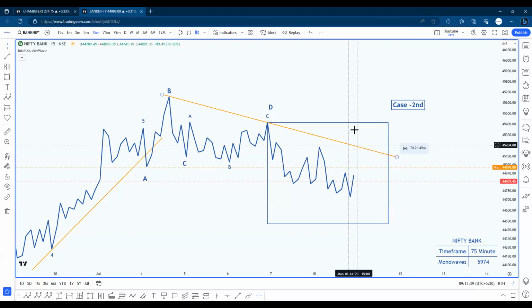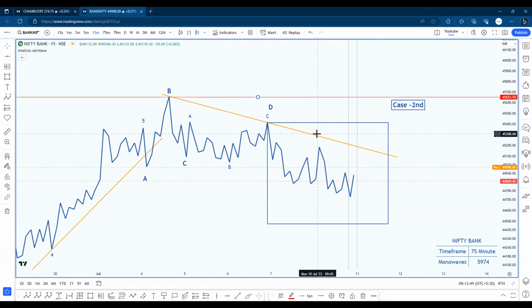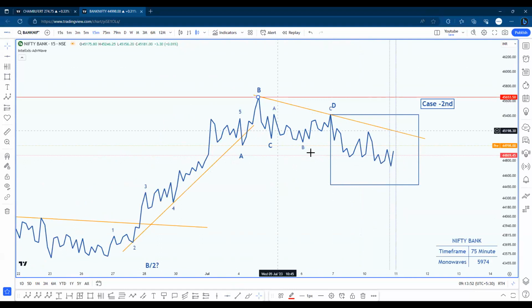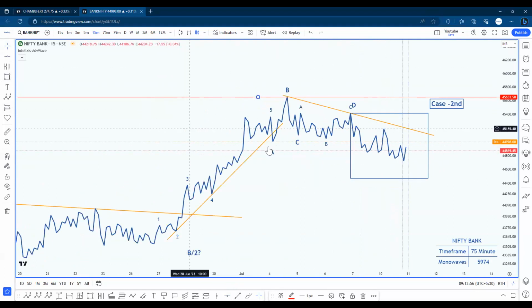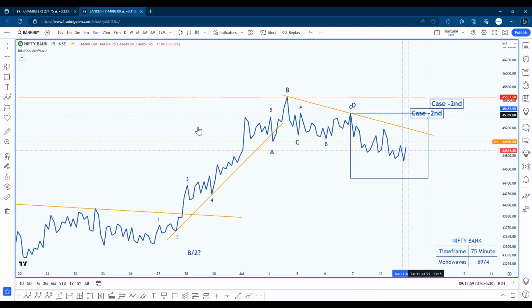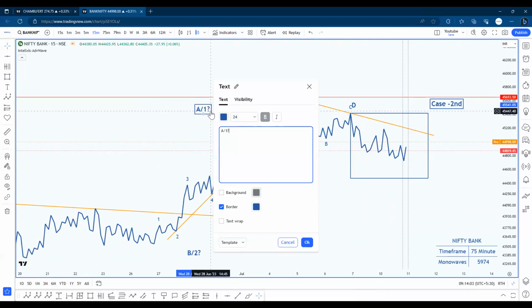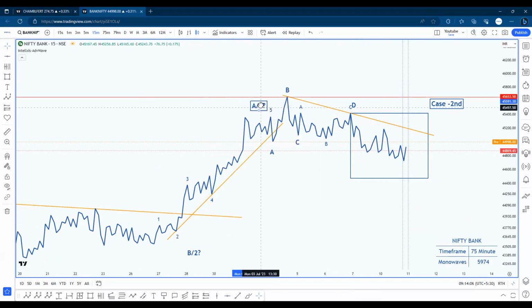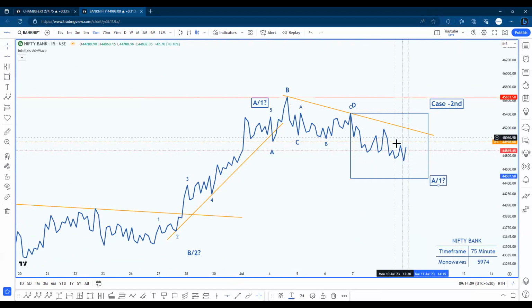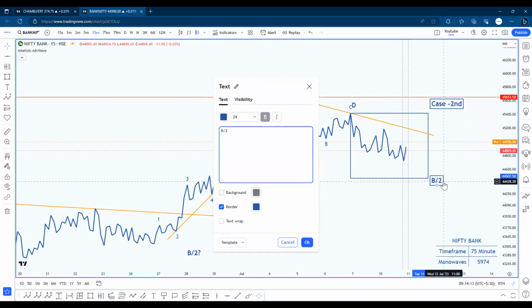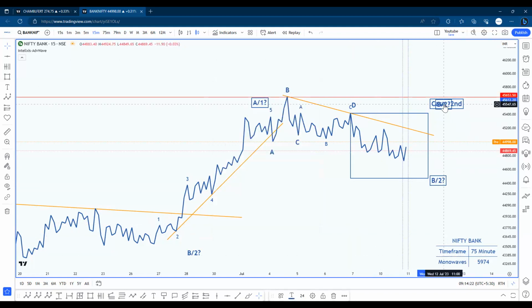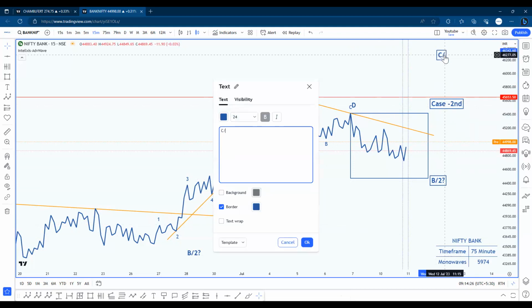If I see the price cross the BD trend line and go above this high, then only in case number 2, maybe today or tomorrow, if it goes above this high, then it's confirmed. Whatever the correction, either I can consider A or 1, which finished over here, and whenever this is going to finish for wave B or 2, let me put a question mark over here, and we will continue for the wave C, or you can say 3.